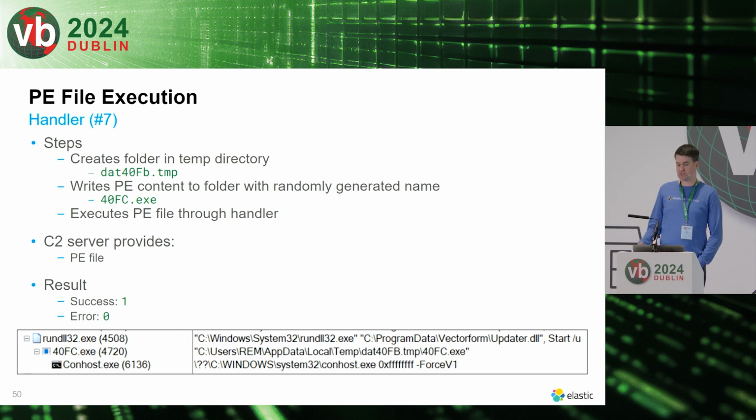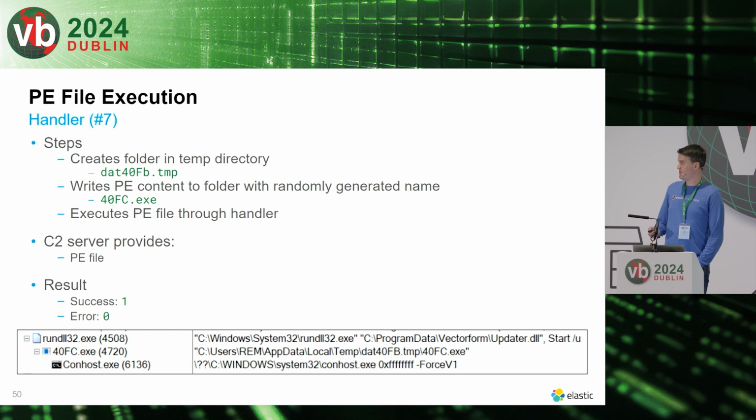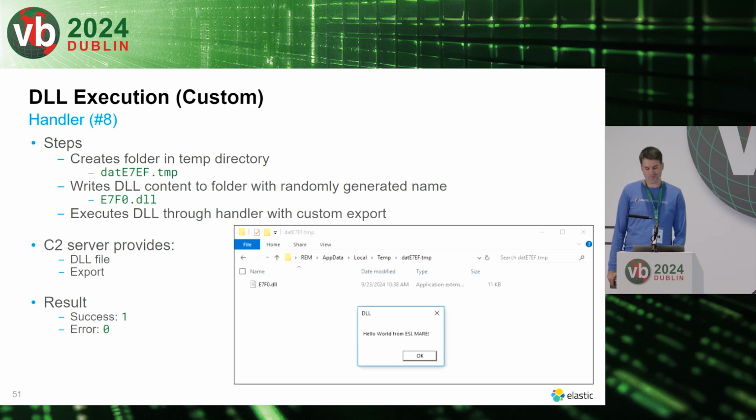It's pretty loud and noisy. If you have standard EDR capabilities, you should be able to spot this stuff and find it out. But this is kind of what the process tree is like, and then they have result messages like error codes like success 1, error 0.